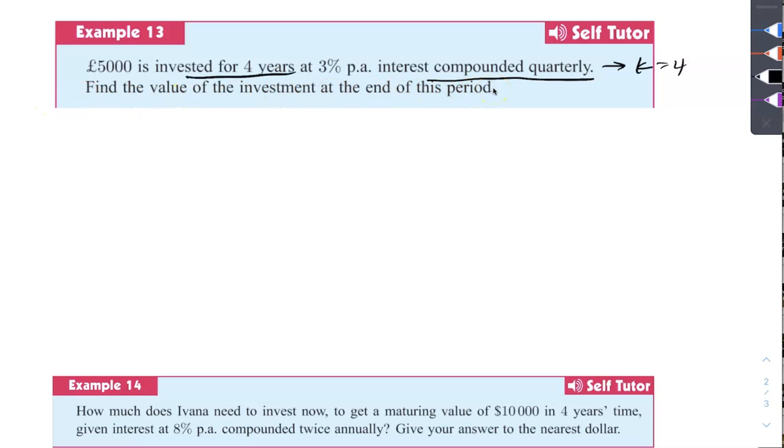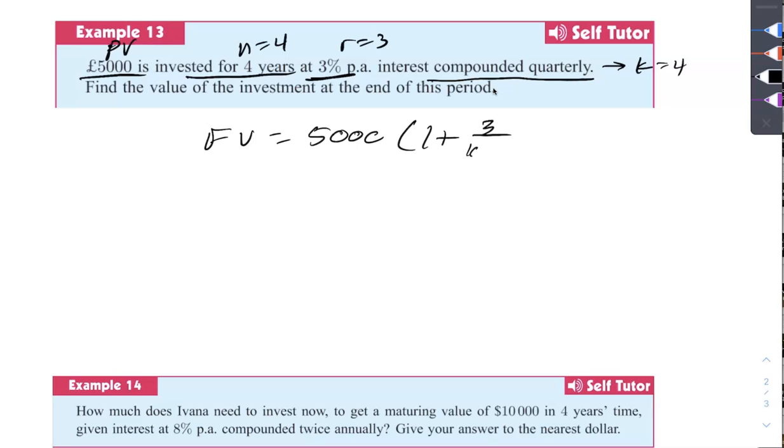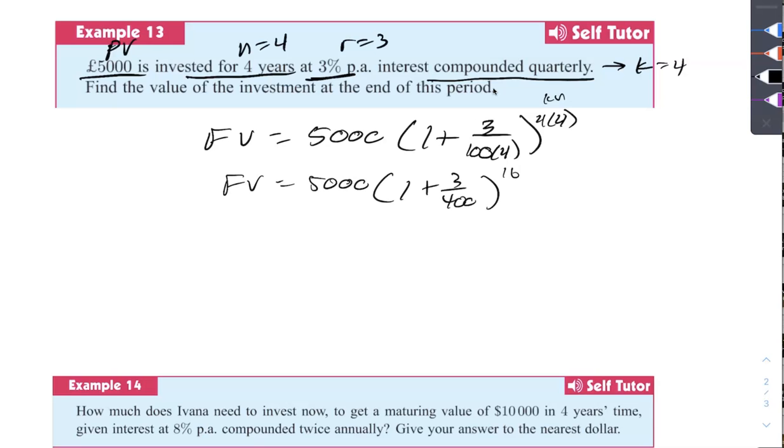So my N is 4, my years. My R is 3. And then my present value is 5,000. So plugging into the formula, future value equals present value 5,000 times 1 plus R, which is 3, over 100 times K, so 4, to the Kn, which is 4 times 4. So if I just want to make it a little nicer, 5,000, 1 plus 3 over 400, to the 16.